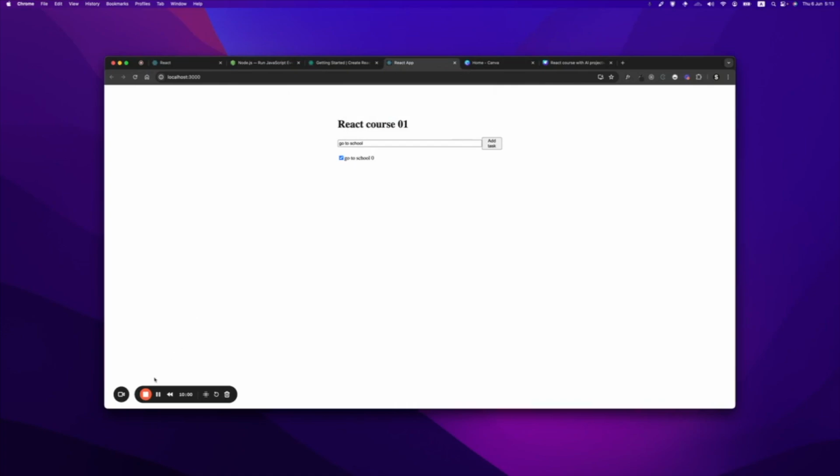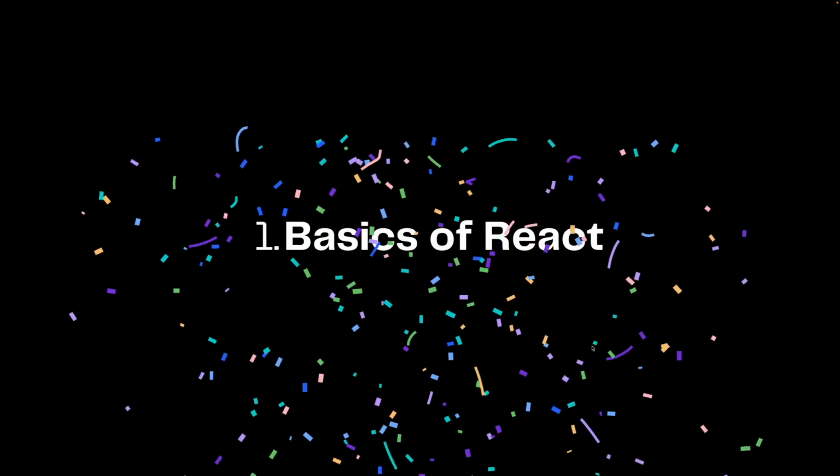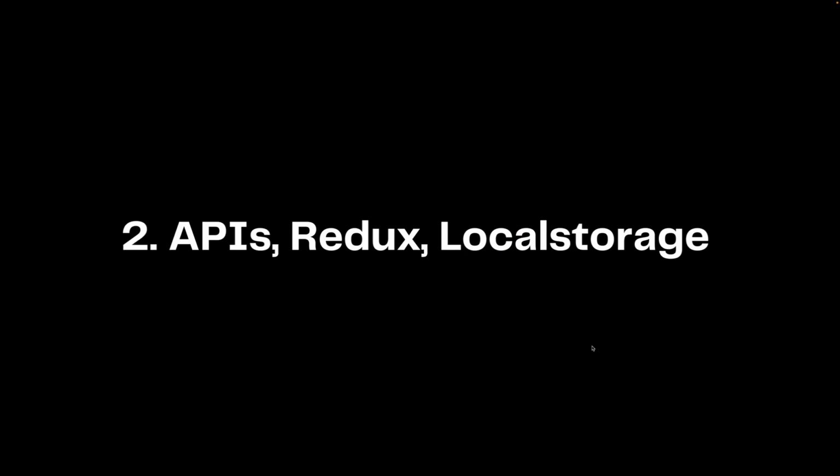Okay, right now you have the knowledge of the fundamentals of React, how it works, basic hooks, how you can map out and use components, all of those things. So congratulations, you guys know the basics of React. Right now let's move to the second part, which is APIs, Redux, and local storage. First of all, let's get started with APIs.